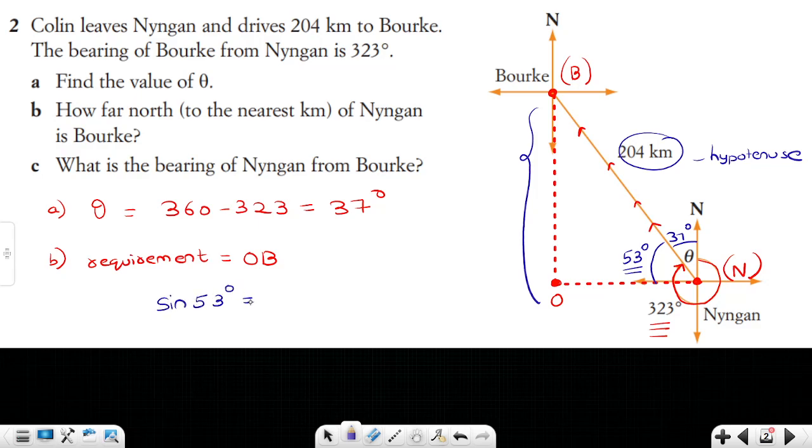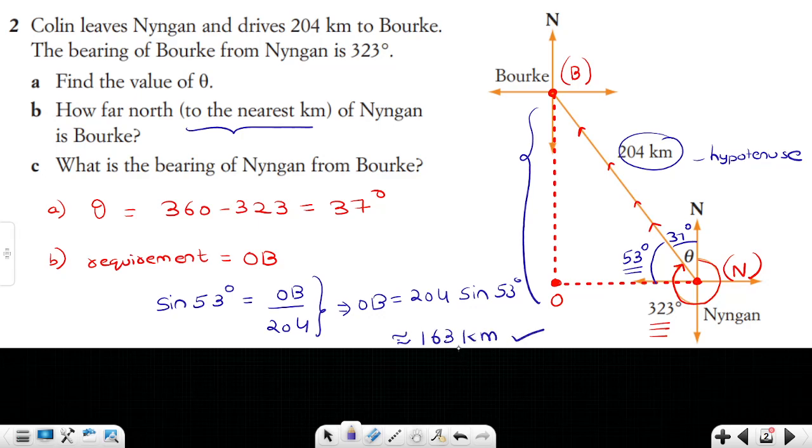Sin 53 degrees is equal to opposite side OB by hypotenuse 204, which implies OB is equal to 204 sin 53. So what will be the 204 sin 53 value? 204 into sin 53. He is asking to the nearest kilometer, na? So 204 into sin 53 is going to become nearly 163 kilometers. It's going to be 163 kilometers. Okay, I think till here it's very clear for you, right?